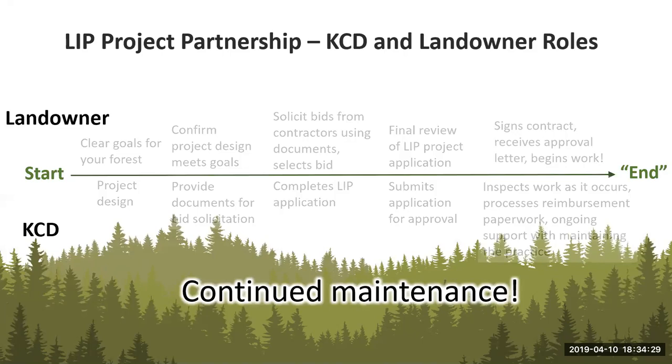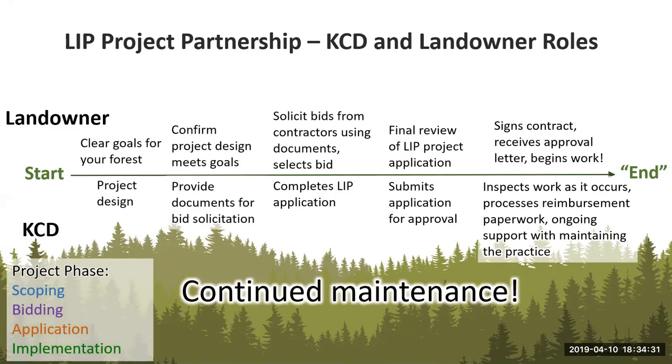It kind of seems like there's a lot going on here, but it's really broken out into 4 main phases. The first phase is the project design, or the scoping phase, where we work with you around your goals and the resource concerns to put together a project. Once we have a good draft of that project, we provide you with documents for you to be able to solicit bids for the project. Once we have that bid, we complete your application and submit it for the internal review process. And once we receive approval, you're free to, again, tell the contractor to begin work on your project.